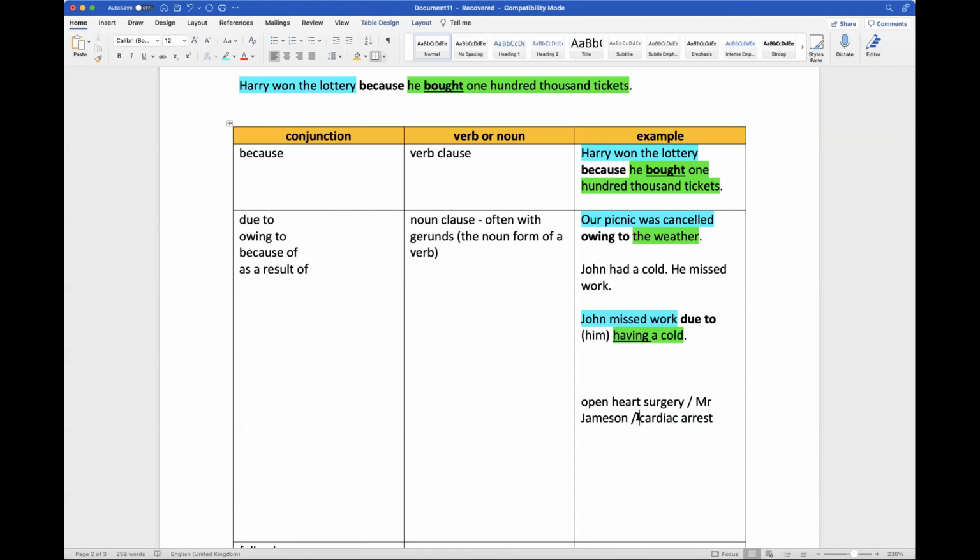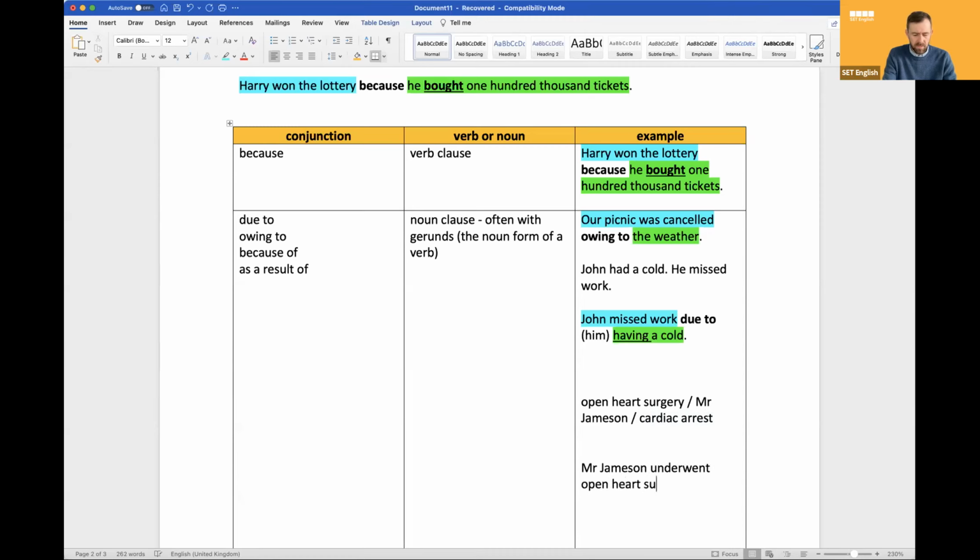I'm talking about the, sorry, no. Having, had, has cardiac arrest. Now, okay, so you can say underwent. Okay, so Mr. Jameson underwent open heart surgery. Yeah, I love that verb. As a result of cardiac arrest. Well, him having cardiac.